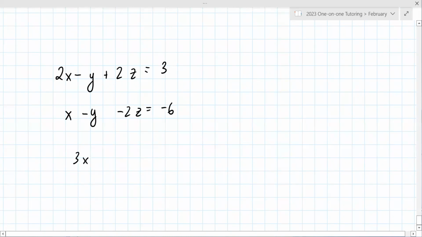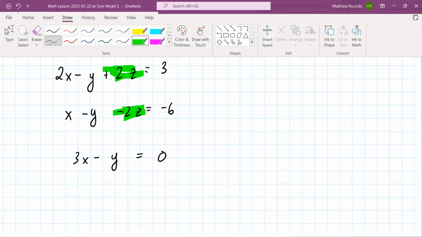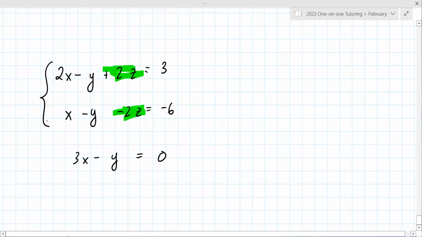Very well. I see 2x minus y plus 2z equals 3. Okay. x minus y minus 2z equals -6. Okay. And then 3x minus y equals 0. Like this. Yes. All right, now a lot of ways to solve this, but the thing I'm immediately drawn to is the fact that it's plus 2z and minus 2z here. Okay, which means if you add these two equations together, the z is going to drop out. Okay. So we're going to add those together.